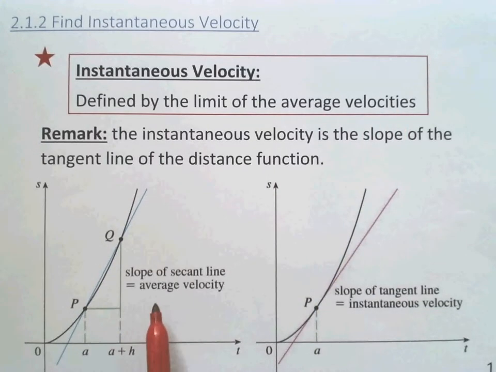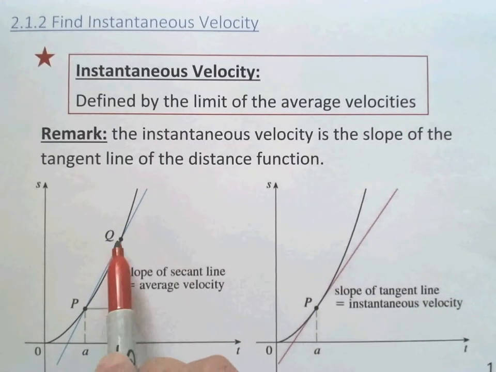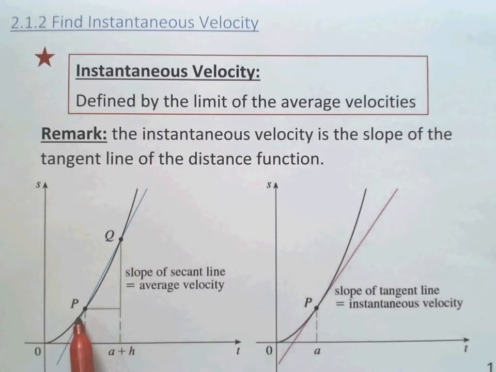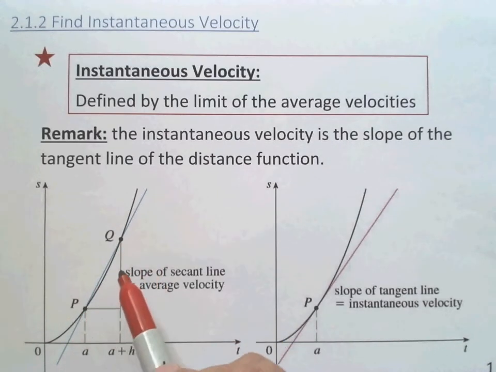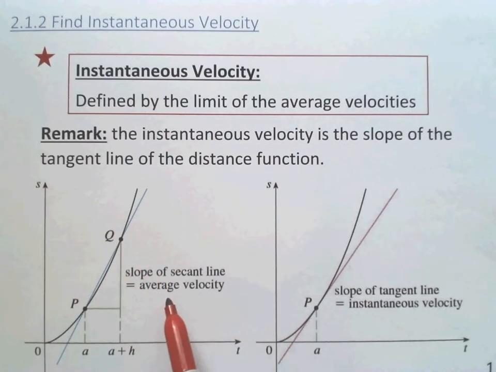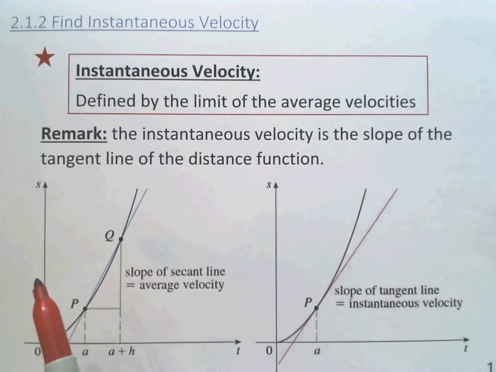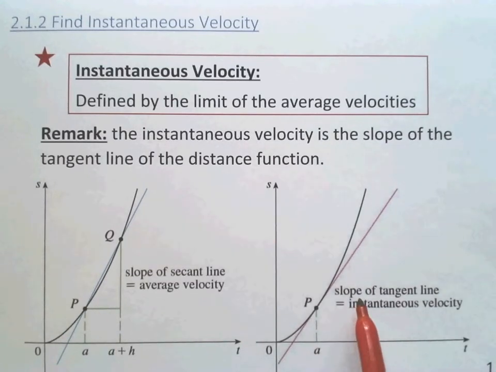Can we find the average velocity of this object? Yes. Average velocity is the change in distance, delta y, over the change in time, delta x. What do we get? We get the slope of the secant line. We can definitely find that the average velocity is the slope of the secant line. See, we go back to the last topic. It's exactly the same.